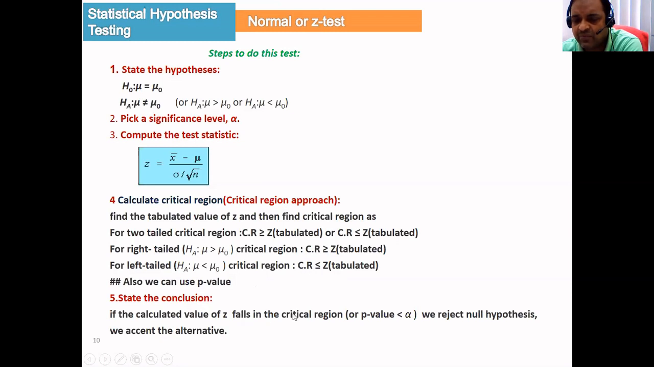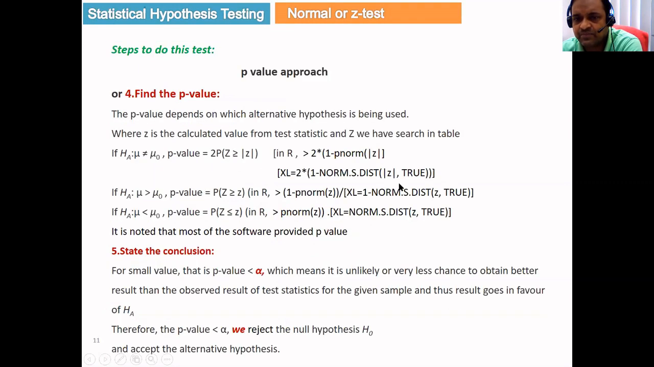And if the value of Z falls in the critical region, we reject the null hypothesis and accept the alternative. This is the last step, the conclusion, and step 4 is the critical region. We'll do more details with an example. This is just the format of how to do the one sample Z test. And as I told you, we can do the critical region, and also we can do the p-value.